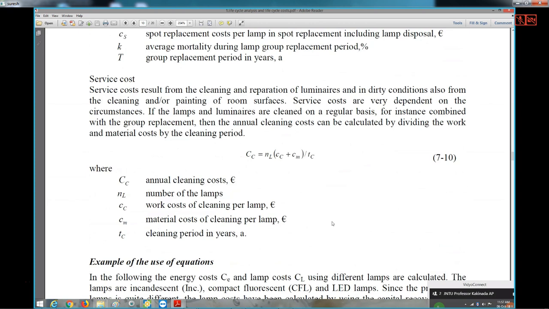Then coming to the service cost of the lamp life, that is CC equals NL into CC plus CM by TC, where CC is the annual cleaning cost, in rupees. NL is the number of lamps required. CC is the work cost of cleaning the lamp, in rupees as per India. And CM is the material cost of cleaning per lamp, in rupees as per Indian calculation. And TC is the cleaning period in years.